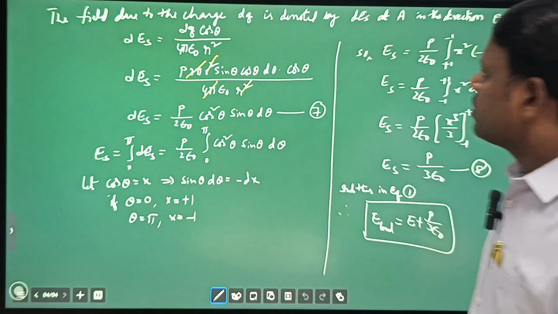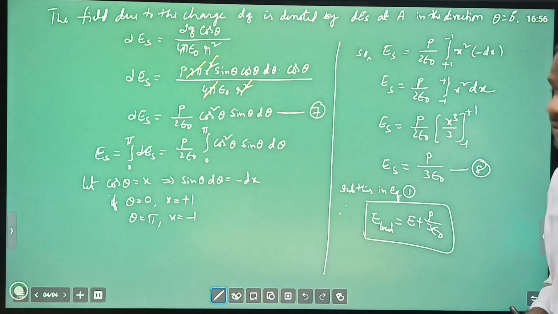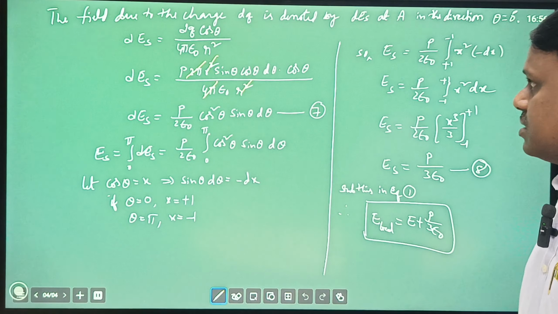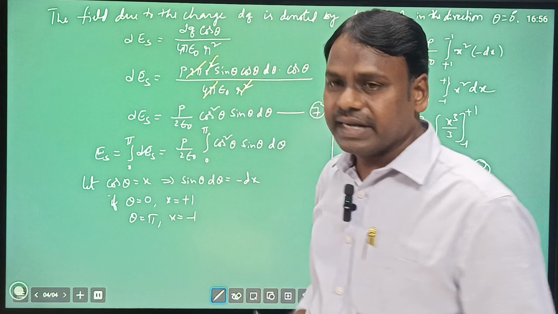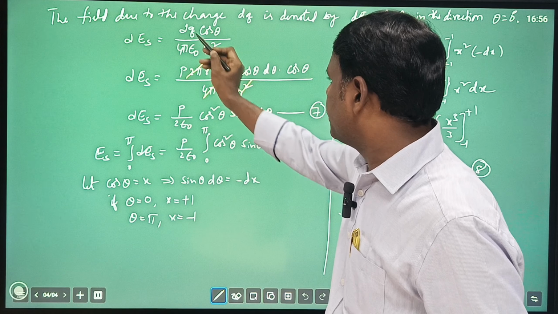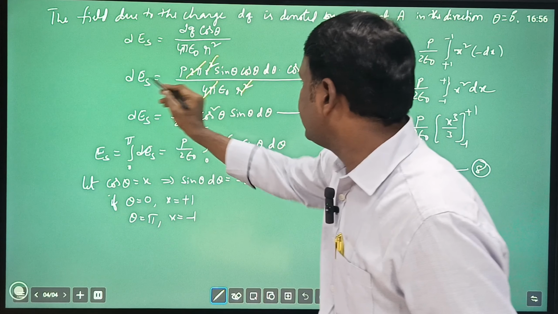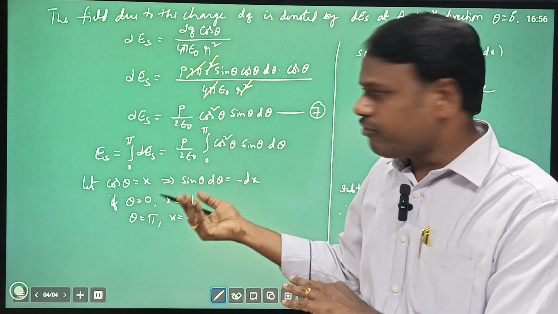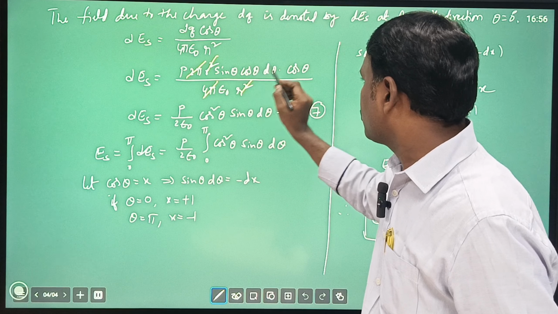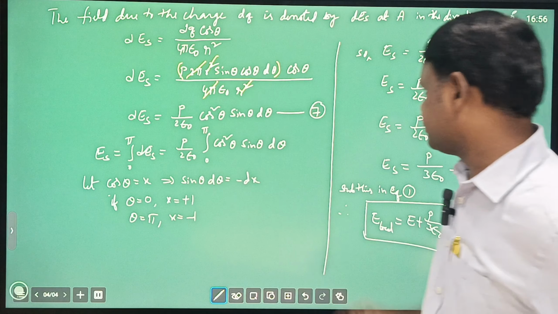Right. So the field due to the charge dq is denoted by dEs at A along the direction theta equal to 0 degrees. So dEs can be written as 1 by 4 pi epsilon naught into dq cos theta by r square. We know the value of dq as p into 2 pi r square sin theta cos theta d theta. This is the value of dq, already calculated.